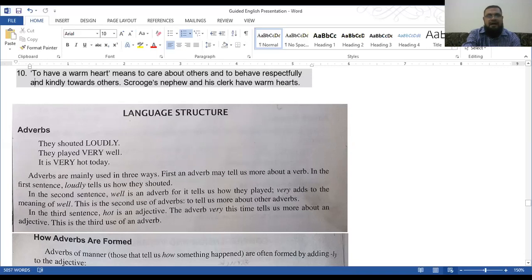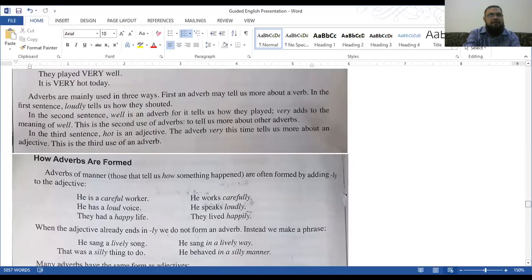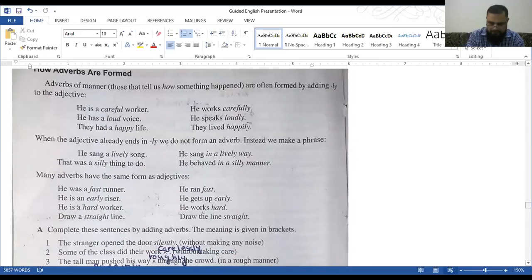How adverbs are formed. Next page, page number 56. How adverbs are formed. Adverbs of manner, those that tell us how something happened, are often formed by adding ly to the adjective. He is a careful worker. He works carefully. He has a loud voice. He speaks loudly.